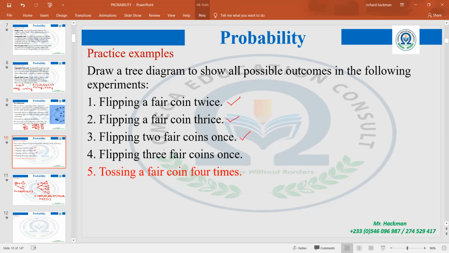Then flipping 3 fair coins. As for that one, we should have done it, but I'm going to leave it. If you're able to do this, then you should be able to do question 4. So please take notes. We are going to end here.